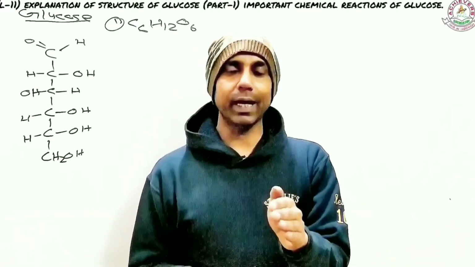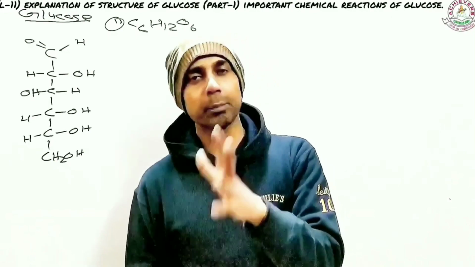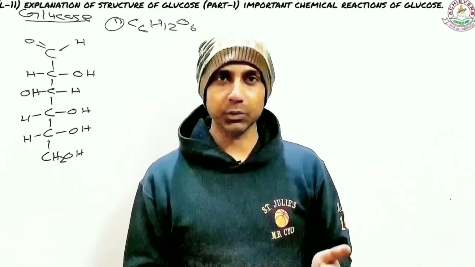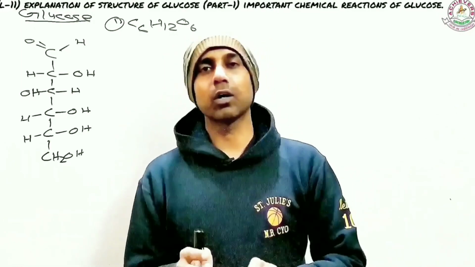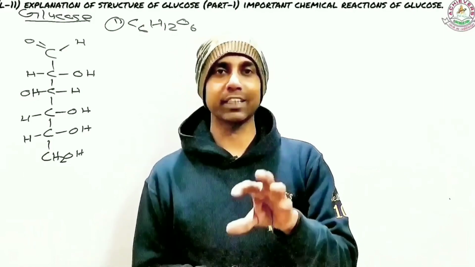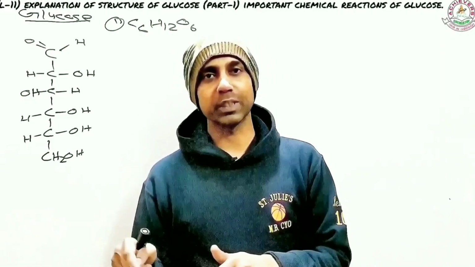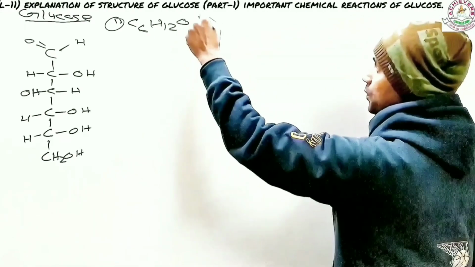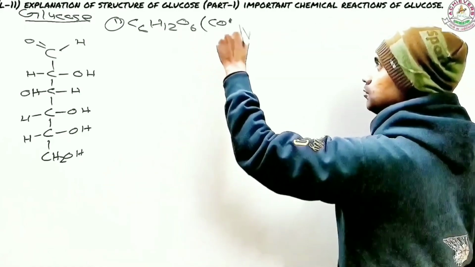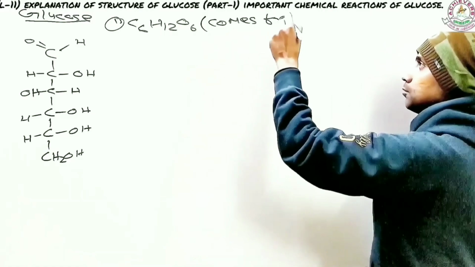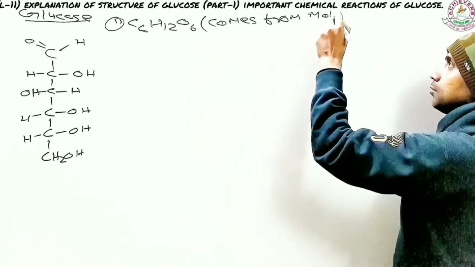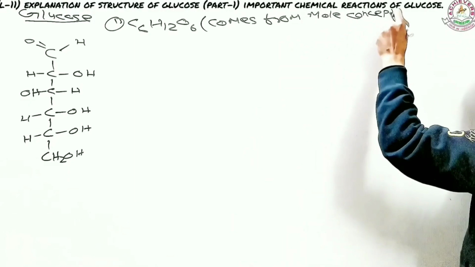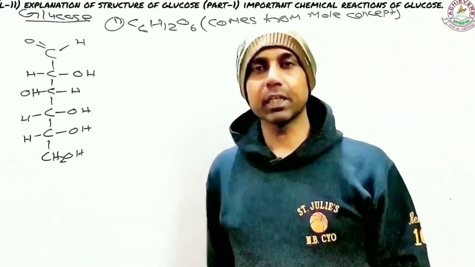So we found the empirical formula of the organic compound, and then we will be able to find the molecular formula as well. So the first piece of information about glucose, that it has a formula of C6H12O6, comes from the mole concept and the empirical formula concept, right? This is the first information, and it comes from the mole concept, and like I said, the empirical formula concept also.